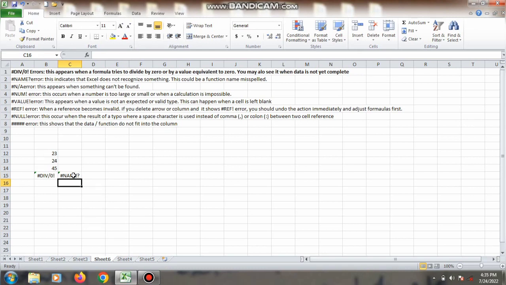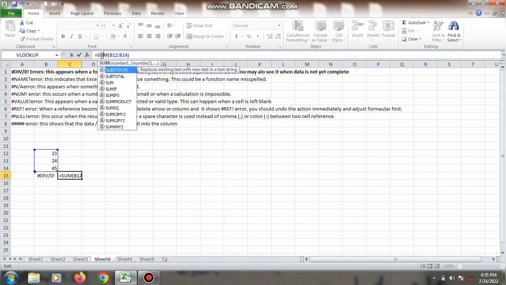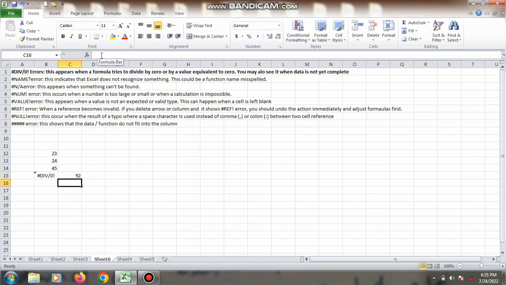Something is wrong with my formula. Click on it. Look at your formula bar. I wanted to write SUM, but I could only write SN. So that's the mistake here. You click on it and change it to SUM. It will give you the right answer.